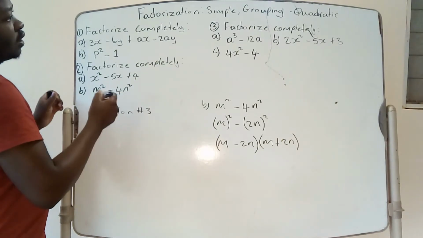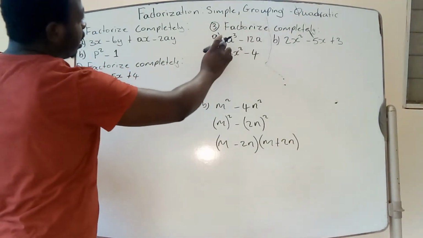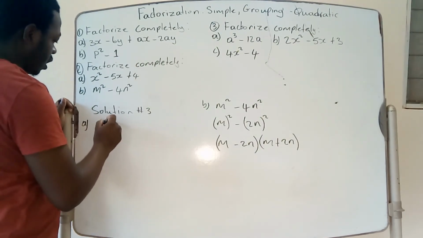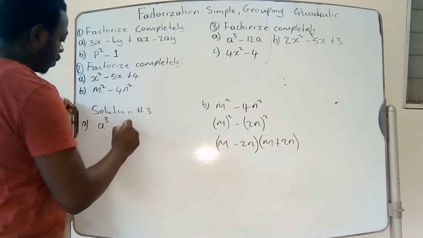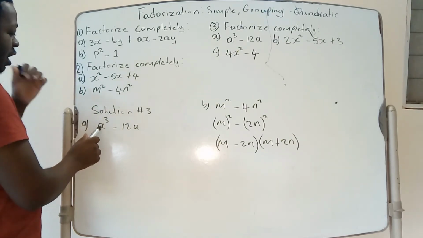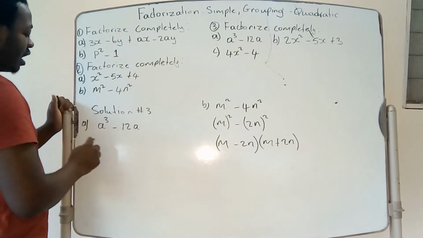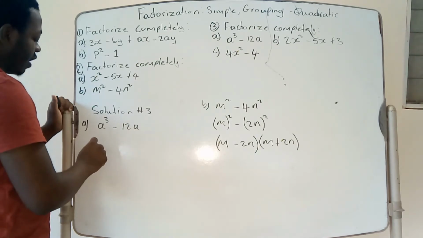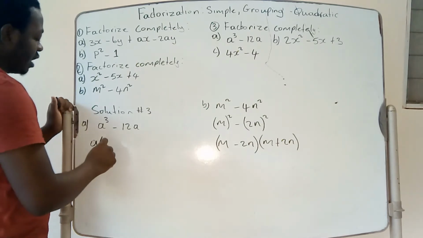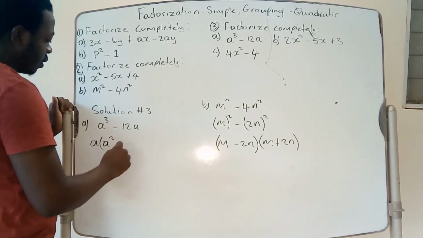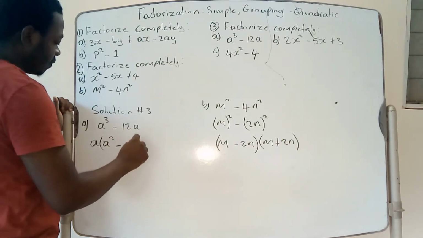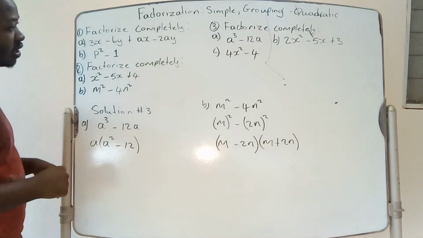So now to number 3. Factorize completely a cubed minus 12a. Now, if you note here, in the first term we have an a, and in the second term we have an a. That means a is common to both terms. That means we can factor out an a. If we factor out a out of a cubed, that leaves us with a squared. We factor out a out of 12a, that leaves us with minus 12. So that is our factor there.